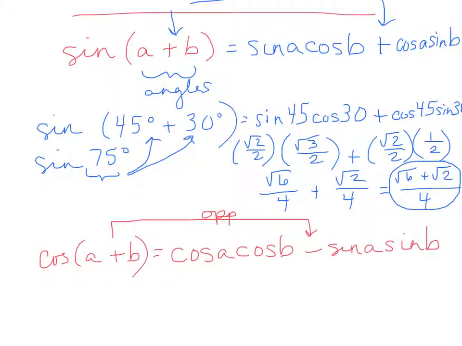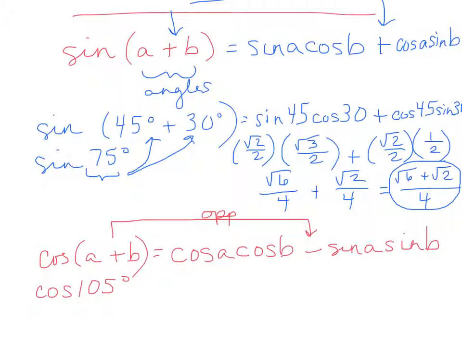So let's say I wanted the cosine of 105 degrees, for instance. Well, that's not on my unit circle. 105 degrees is not there. So I'm going to split that into two angles that are on my unit circle. So I'm looking to find what are two angles that I can add together that give me 105.